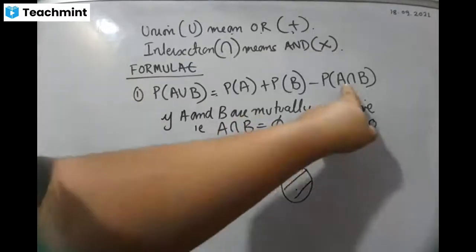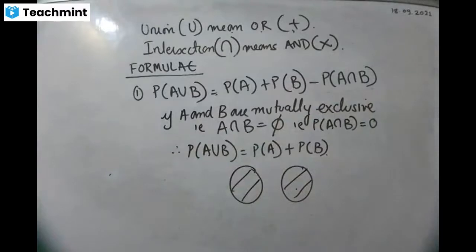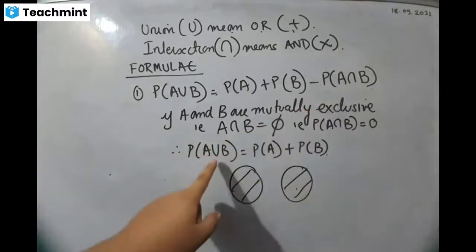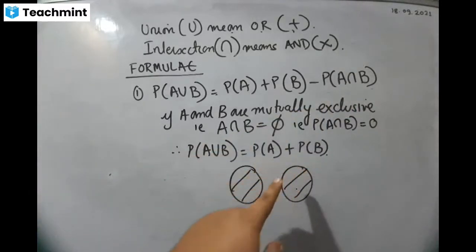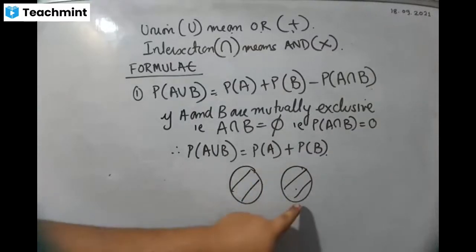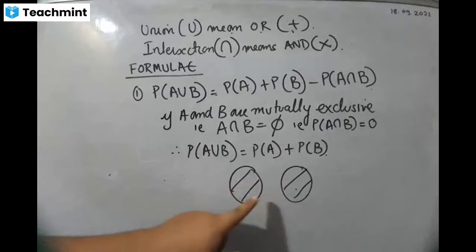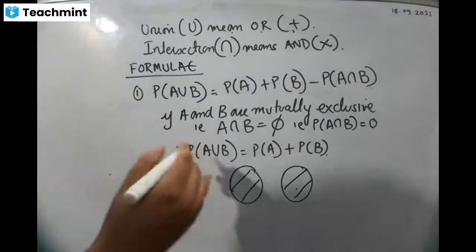Now if A intersection B has no elements at all, then the probability, if that number does not exist, then what probability comes? 0. So this part will be 0. So probability of A union B will be equal to probability of A plus probability of B. So always keep in mind, this formula is applicable only if A and B are disjoint sets. Is that clear? So that is the continuation of the first formula.